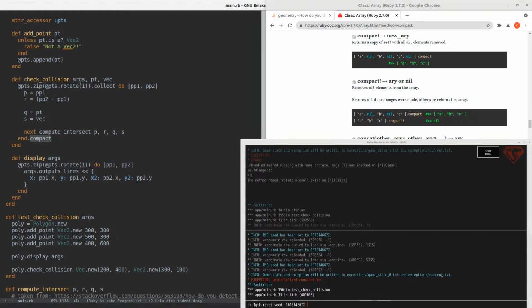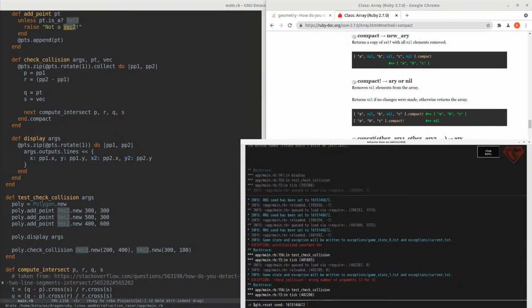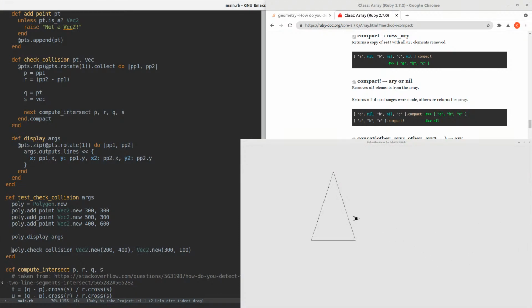And I have something called vec.new, which is incorrect. Vec2.new. And then 156, I do the wrong number of arguments. Arguments 2, 4, 3. Check collision. Why do I pass in args here? We don't need args. So now this, of course, doesn't give us anything useful because we haven't even drawn anything yet. So collisions.